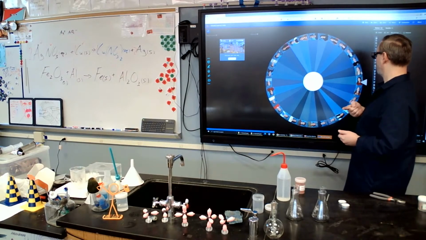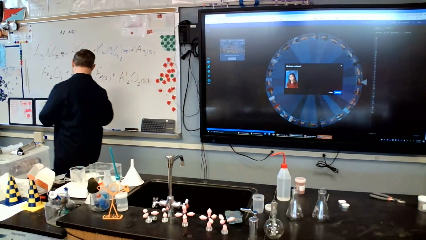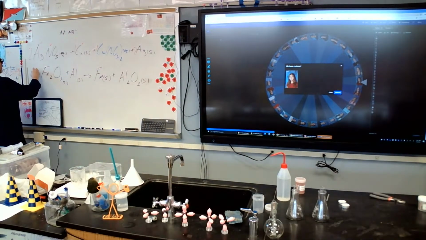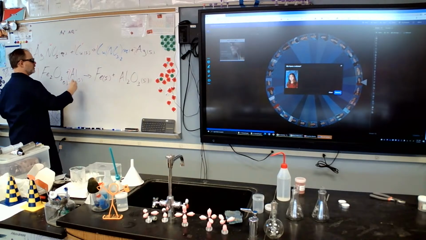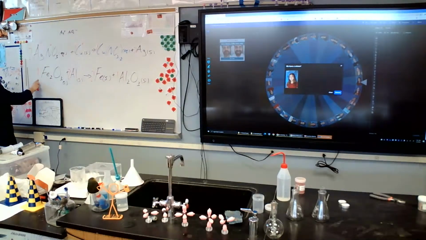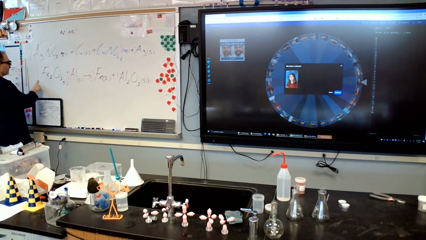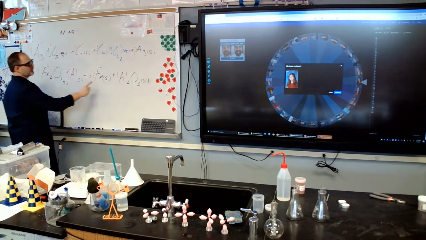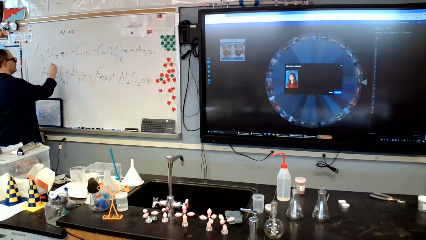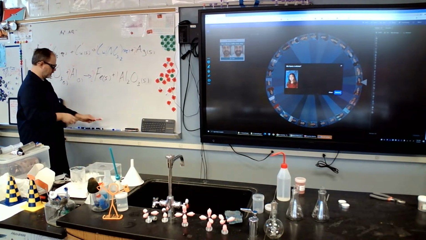Wheel it again. 1, 2, 2, 1. Okay, let's check. 1 times 2 is 2 irons. 2 times 1 is 2 irons. Iron looks good. 1 times 3 is 3 oxygens. 1 times 3 is 3 oxygens. Oxygen looks good. 2 aluminums. 1 times 2 aluminums. Aluminum looks good.